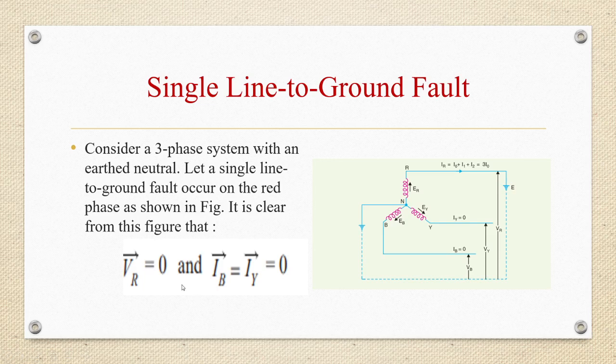So VR is equal to 0. Here from the figure we can write VR is 0, and IB and IY are 0, because they are connected to the ground.